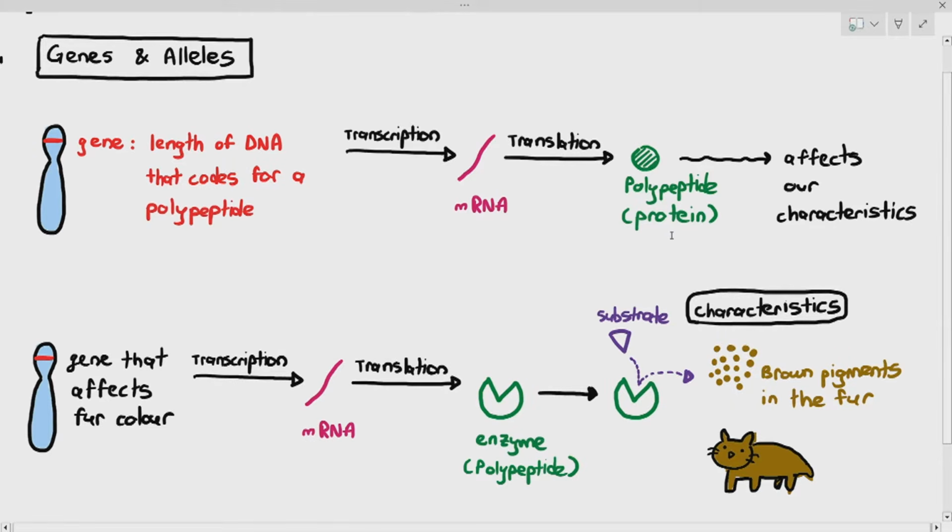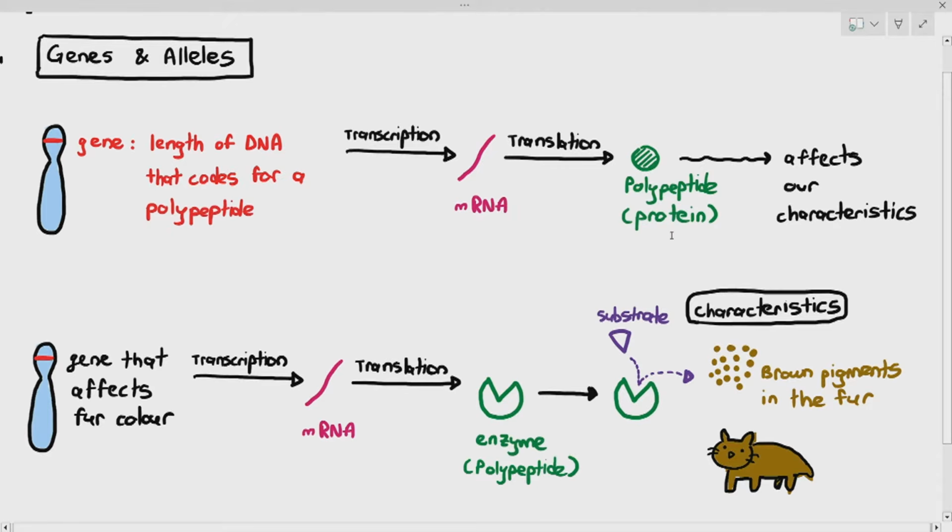Anyway, that's how the gene affects characteristics, where the gene undergoes transcription and translation to produce a polypeptide, and in this case, the polypeptide is an enzyme, and the enzyme is able to synthesize brown pigments in the animal. Thus, the animal becomes a brown color.